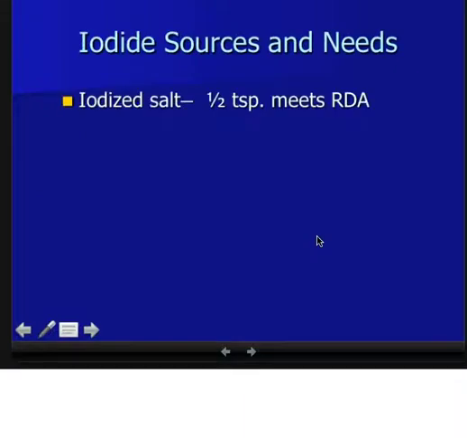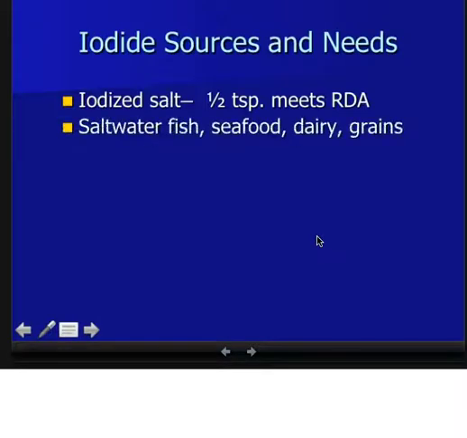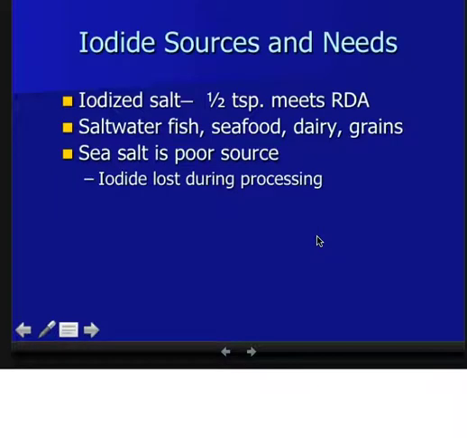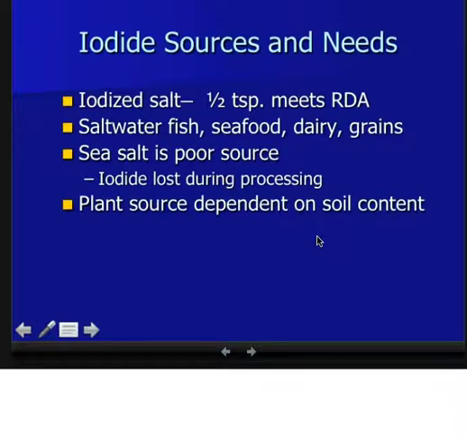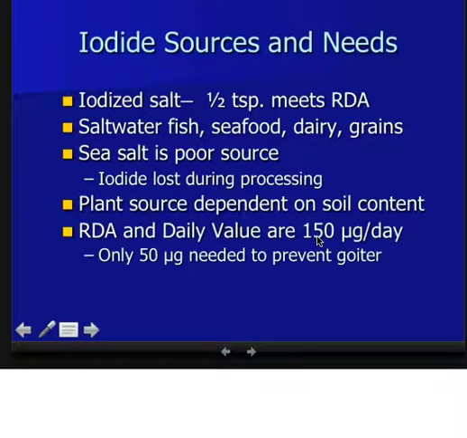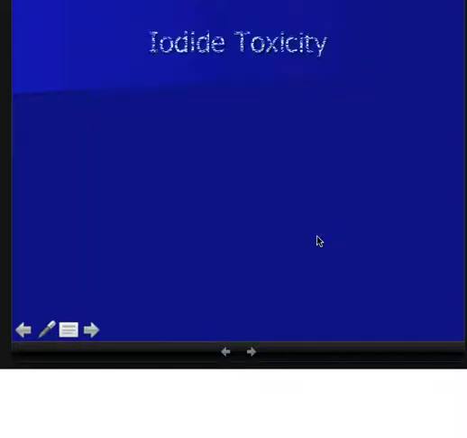Okay, what are our sources and needs? Iodized salt, about a half teaspoon meets the RDA. Saltwater fish, seafood, and dairy and grains usually are nice sources. Sea salt actually is a poor source. Iodide is usually lost during the processing of sea salt. Plant sources can depend on the soil content. The RDA and the daily value are about 150 micrograms per day, but only 50 micrograms are needed to prevent goiter, with an average intake that generally exceeds the RDA.